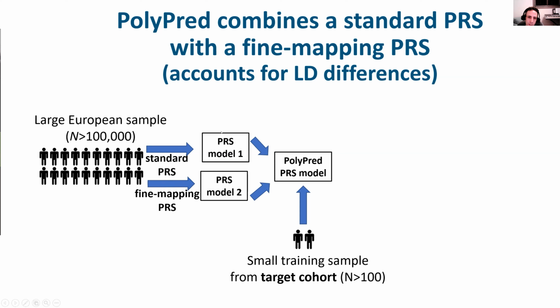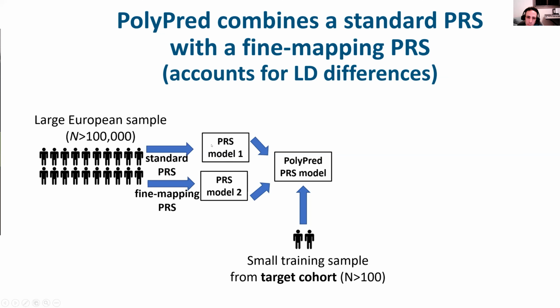All right, so now we have this PRS model 1 and PRS model 2, and what do we do with them? We need to combine them somehow, and we want to combine them in a way that is optimal for the target population that we actually care about, which might be people of non-European ancestry. And in order to do that, we need another training sample from the target cohort. This could be people with a non-European ancestry. But in this case, it can be pretty small, because basically all we need is to find the optimal way to combine two numbers.